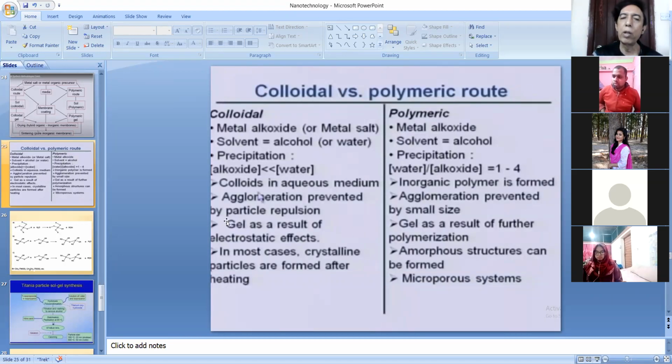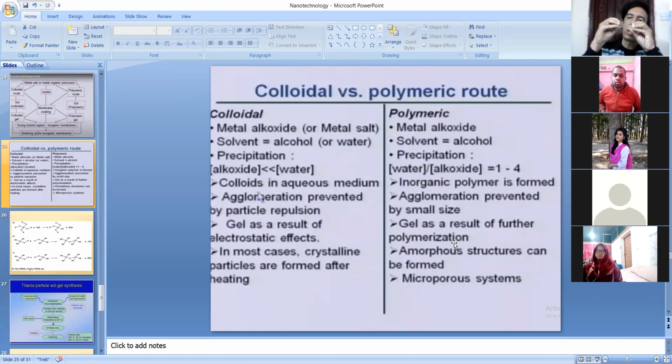In the colloidal route, gel is a result of electrostatic effect. Gelling occurs when one sol attracts another sol. But in the polymeric route, gel is the result of further polymerization.